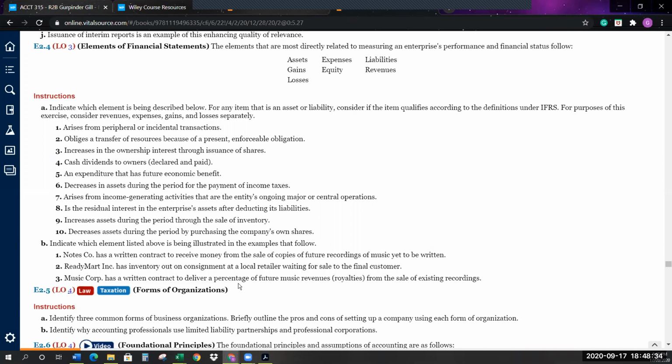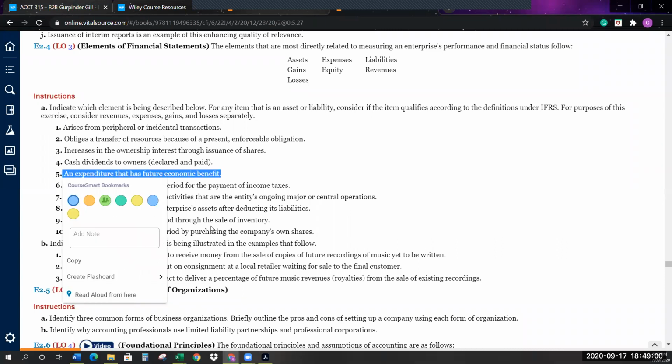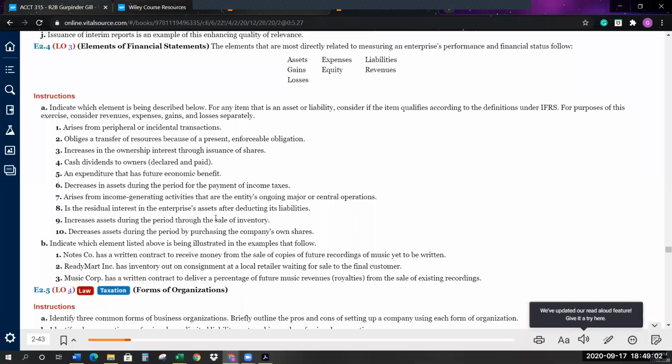Number 5, an expenditure that has future economic benefit. So you have spent some money, but it does have some future benefit. Asset, balance sheet asset. Perfect. In this case, most likely it should be a current asset, but again, we don't have enough information to determine whether it should go as current or long-term, but it's definitely an asset on your statement of financial position or your balance sheet.